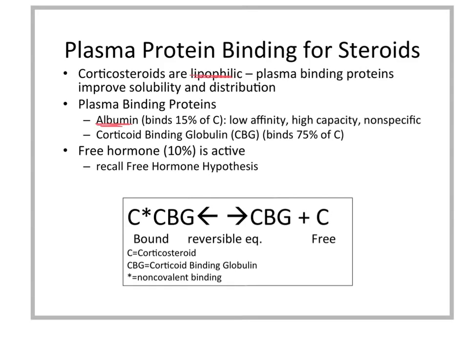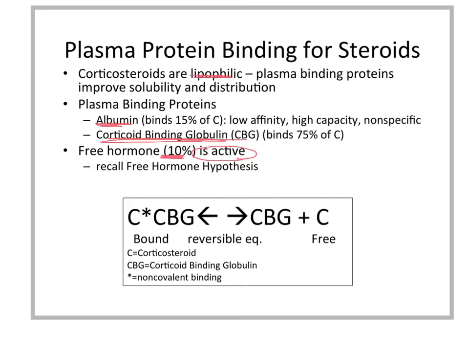But more specifically, we have corticoid binding globulin, CBG, which binds about 75% of the cortisol at any given time. And of the remainder, this is the biologically active form, according to the free hormone hypothesis. About 10% of the cortisol, for example, is free and therefore active, available to the tissues for action, and of course also metabolism and degradation.